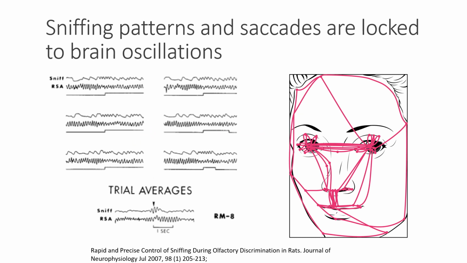Sniffing patterns in rodents and the saccades in monkeys and humans also seem to have a prominent theta as recorded in those LFPs or EEG signals.